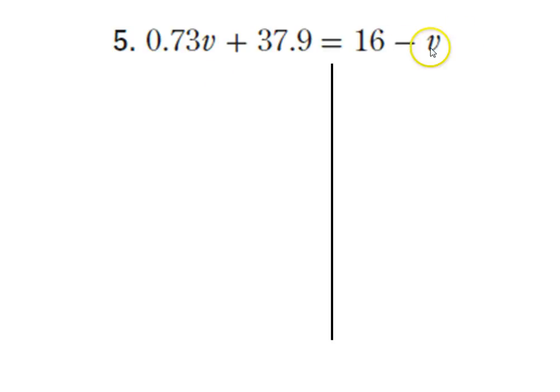What I'm going to choose to do is get rid of this minus v, so I'm going to add v to both sides. Again, this is not what I have to do. It's not the only thing that I can do. But I don't want to deal with this negative here, so I'm going to get rid of the negative by adding v to both sides.